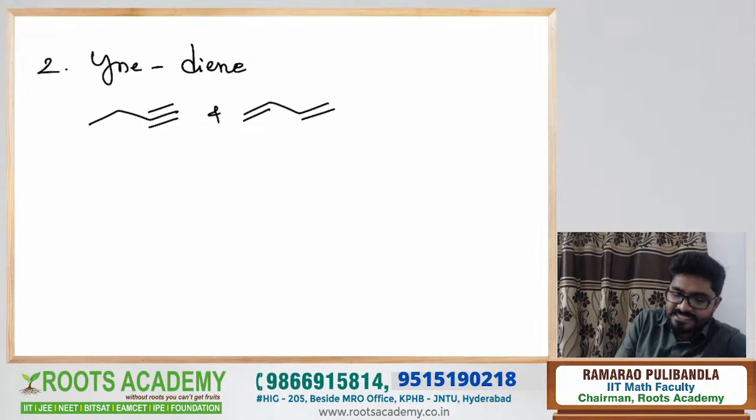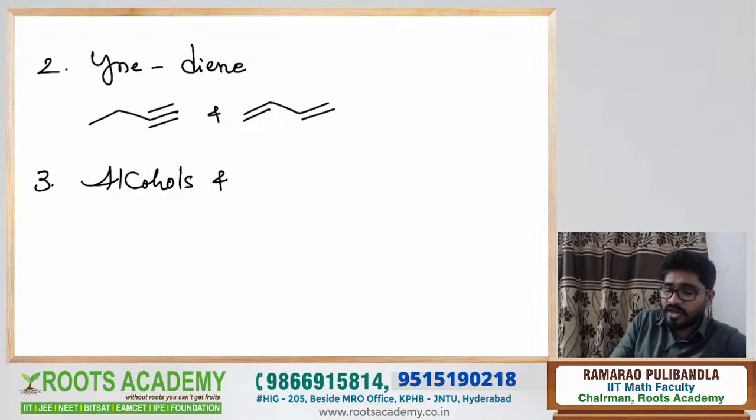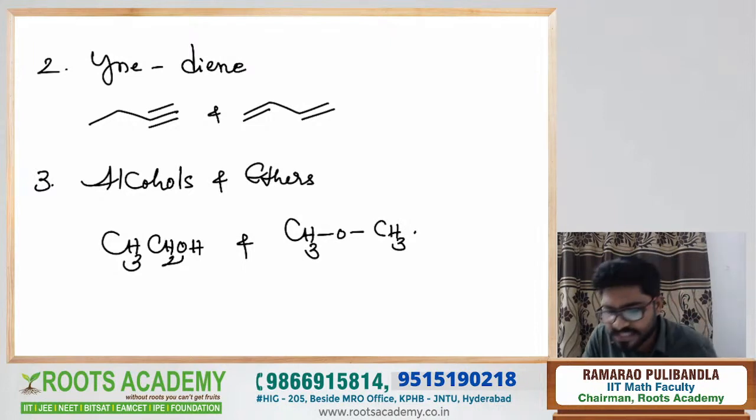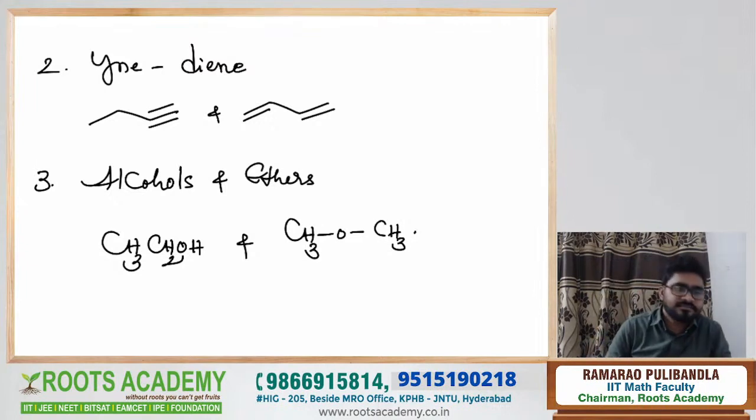Next, third category, alcohols and ethers. These are also functional isomers. I'm taking the alcohol like CH3CH2OH, ethyl alcohol. I'm taking CH3OCH3. Yeah, Zubair, you asked for the IUPAC name also. See, OH is there and two carbon atoms. You know, two carbon atoms means ethyl alcohol. For ethers, how to give the name? If you go for a little bit IUPAC name, we can consider it like that.